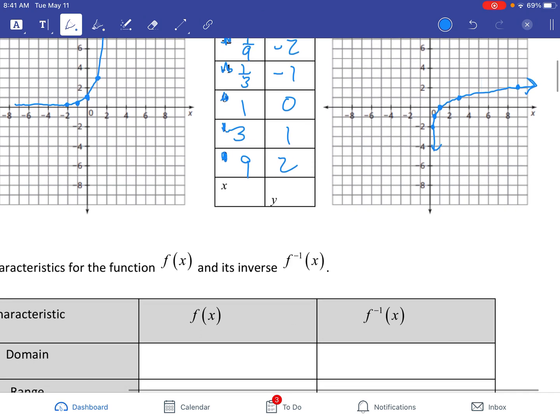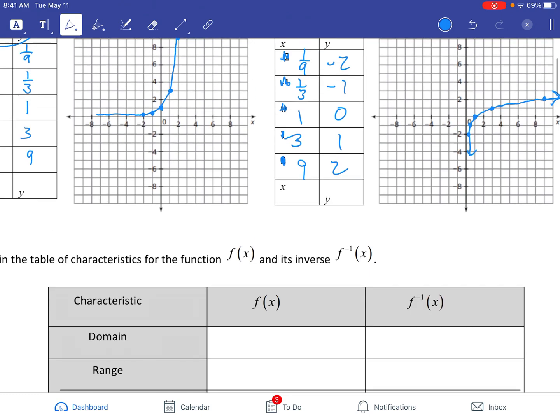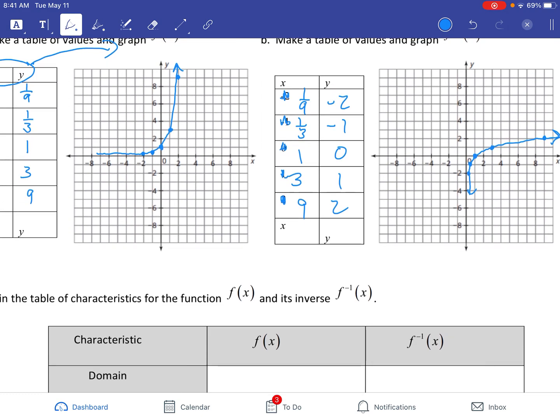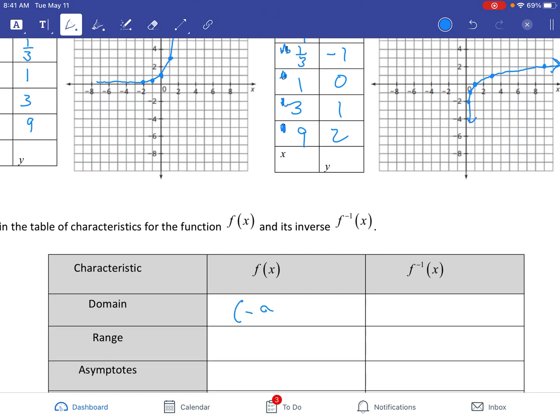Okay. So now let's look at the characteristics for these two functions. We're going to go back and forth looking at the graph and this table here. I hope you don't get motion sickness. So your domain for the f of x function is everything. There's nothing that it cannot be. So it would be negative infinity to positive infinity.